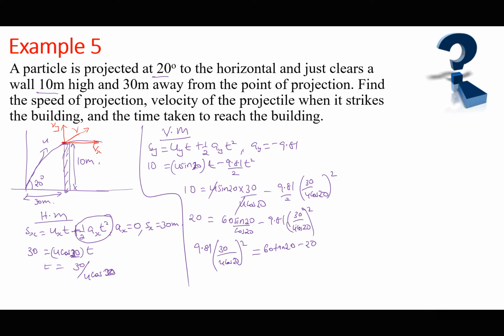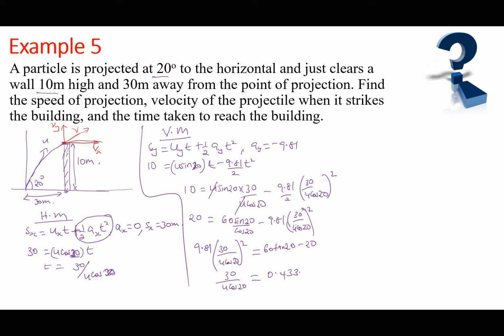So I'll simplify now from this point, using my calculator. I've done a lot of algebra, which is not necessary. So I'll say 60 tan of 20 minus 20, then divide by 9.81, then I'll find the square root. Remember I'm making u cos theta the subject, so I'm finding the square root of the answer. So I've already removed the root. So I have that 30 divided by u cos of 20 is equal to 0.433 approximately.